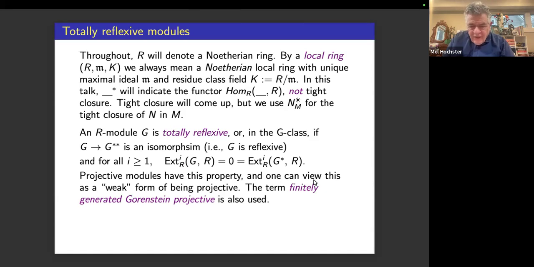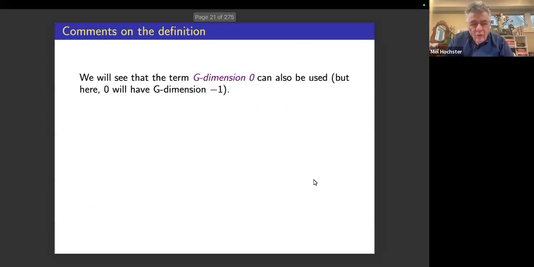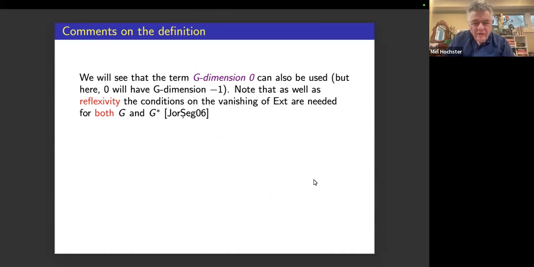The term finitely generated Gorenstein projective would be used, or just Gorenstein projective if finitely generated is understood, for the same thing. And we'll see that you can also call them modules of G dimension 0, but technically I think most people give 0 G dimension -1 or minus infinity. And it is totally reflexive.